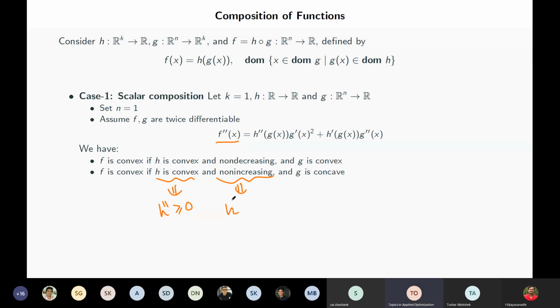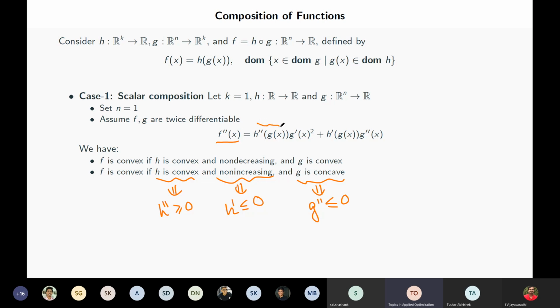H prime is less than or equal to 0 now. Okay, less than or equal to 0. Okay, and g is concave. What does this imply about g double prime? In convex, g double prime is greater than or equal to 0. In concave, g double prime is less than or equal to 0. Now let us see whether this will ensure f double prime x is greater than 0, right?